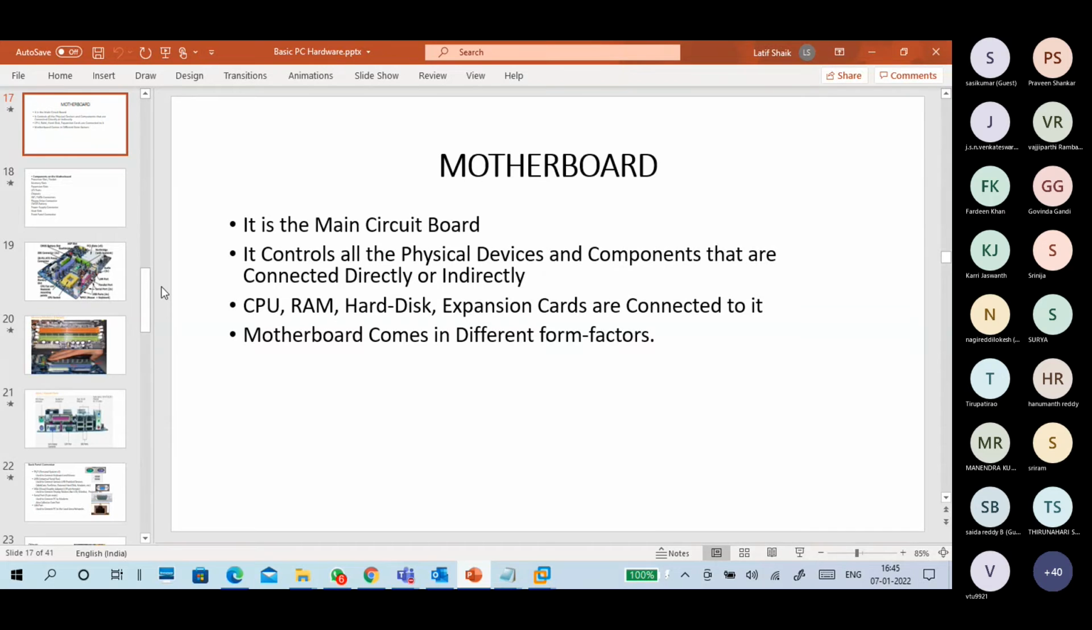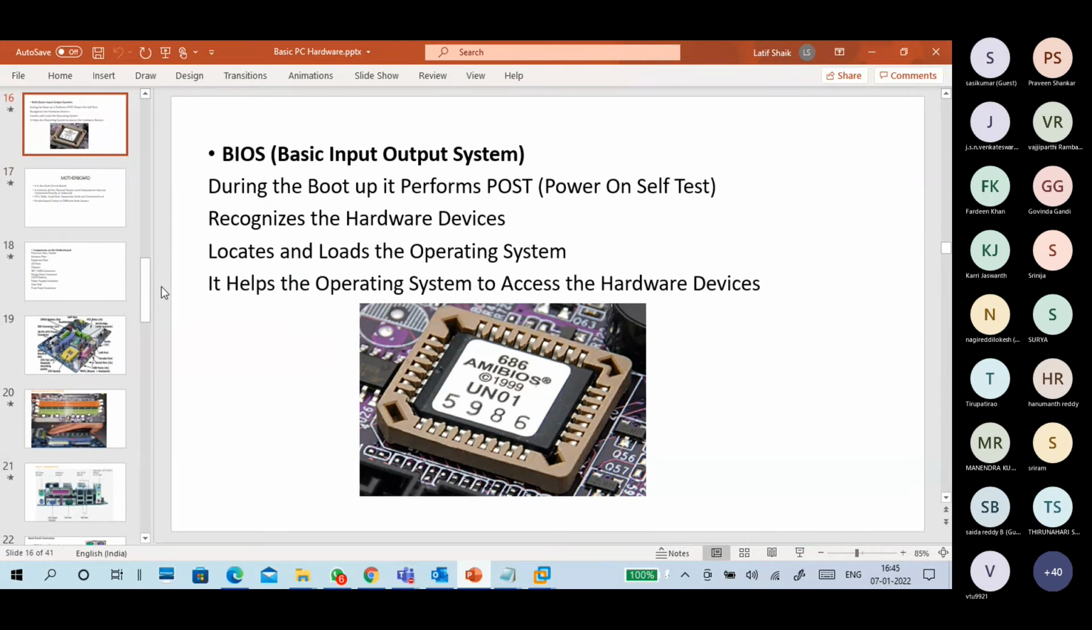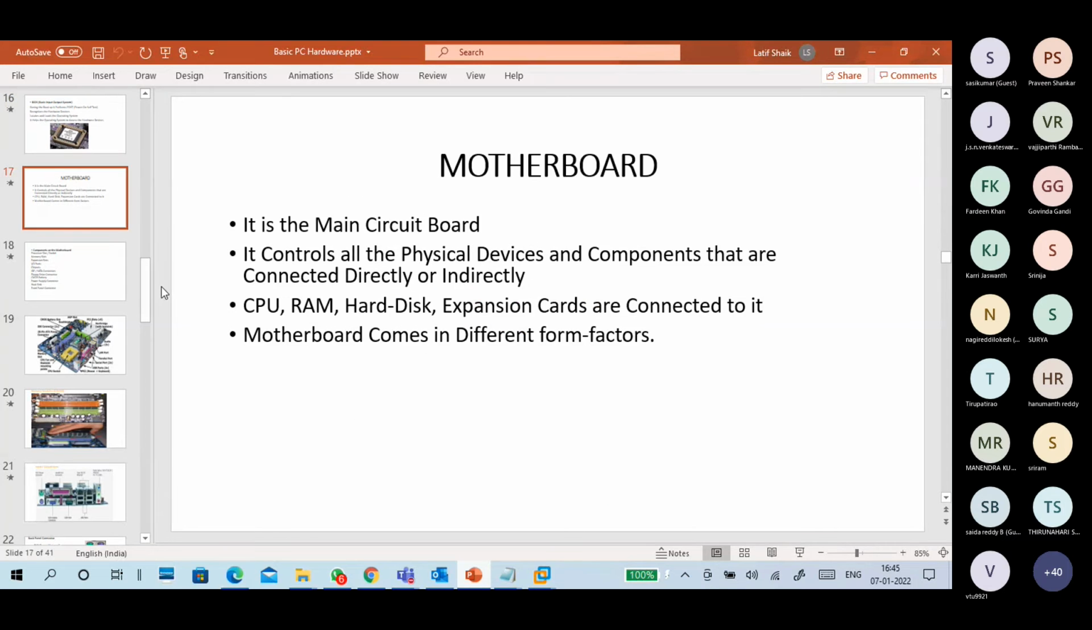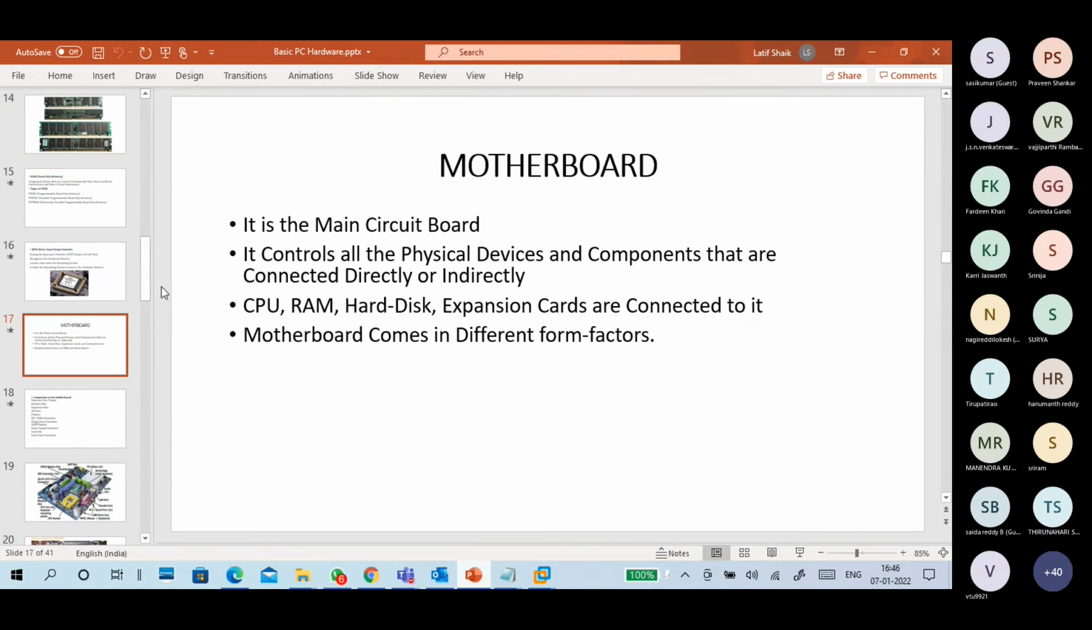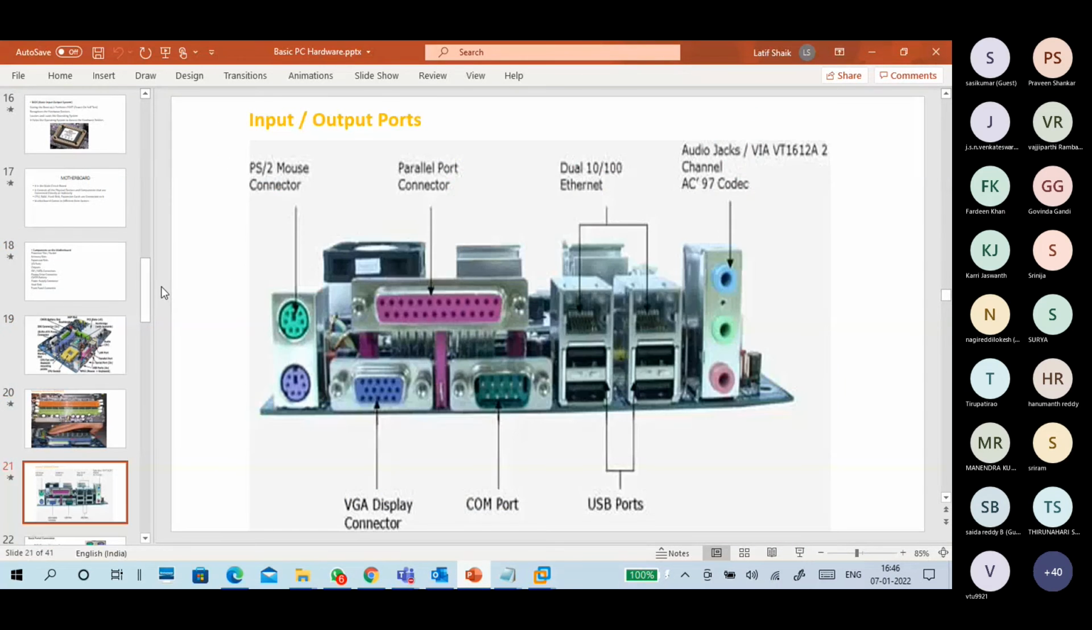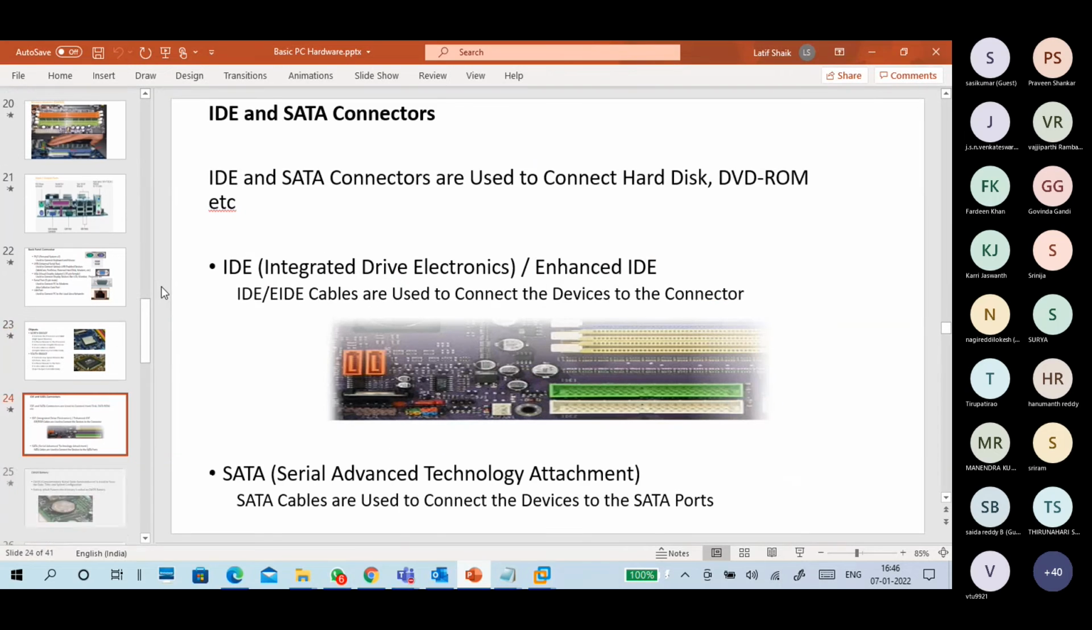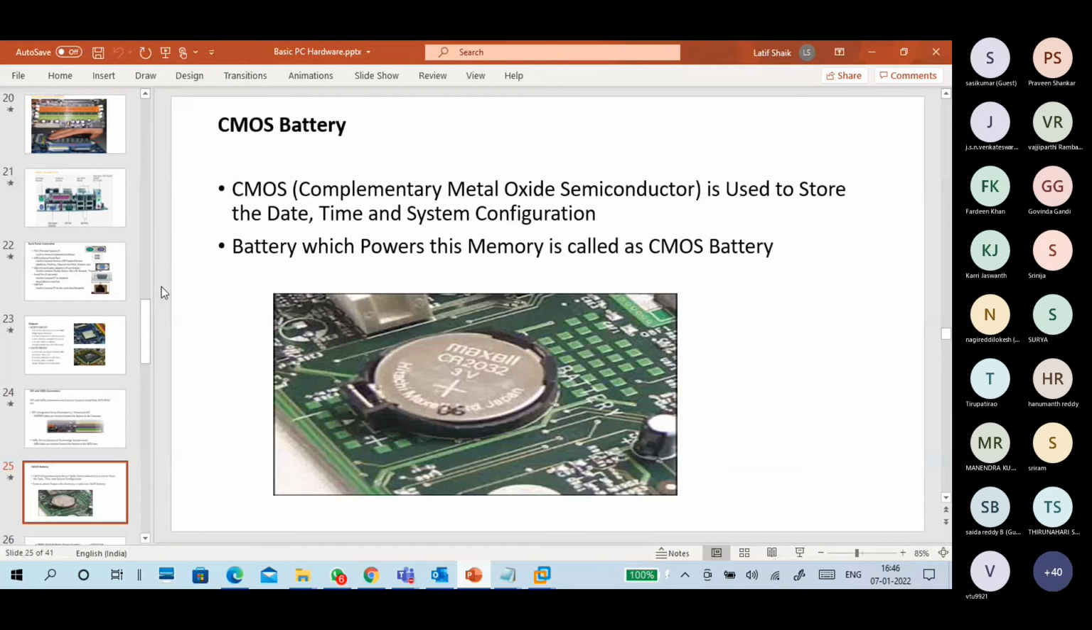Guys, once again we can view it. I'll show you that one. This is how the BIOS chip looks on the motherboard. And of course there is a CMOS battery also. I'll try to show you. I think it is there. Yeah, this is the CMOS battery.